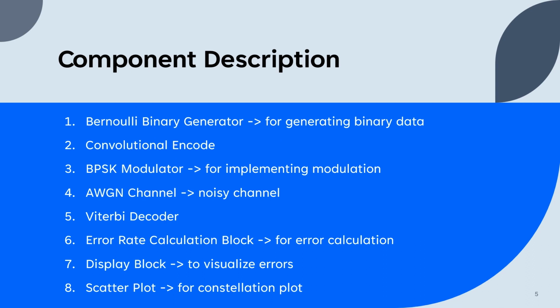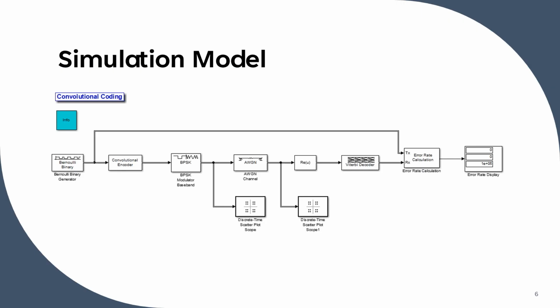So here are just the basic components which we use, as we are using the Simulink model. So here are just the basic blocks. Bernoulli generator, that is to generate the binary data, then an encoder, BPSK modulator, AWGN channel which we can alter the noise on our own. Then we have error rate calculation block, display block, and a scatter plot for the constellation diagrams.